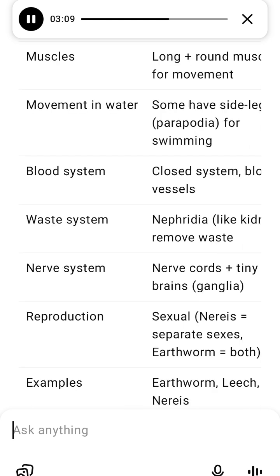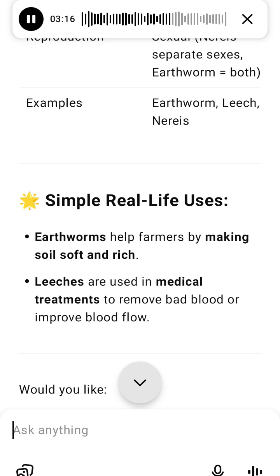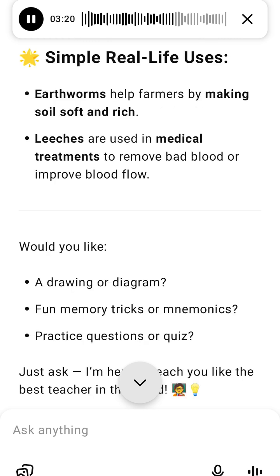11. Nervous system. Annelids have a simple but efficient nervous system. Ganglia: clusters of nerve cells, mini brains. Double ventral nerve cord: 2 main nerve cords running under the body. These help the worm sense things and move properly.